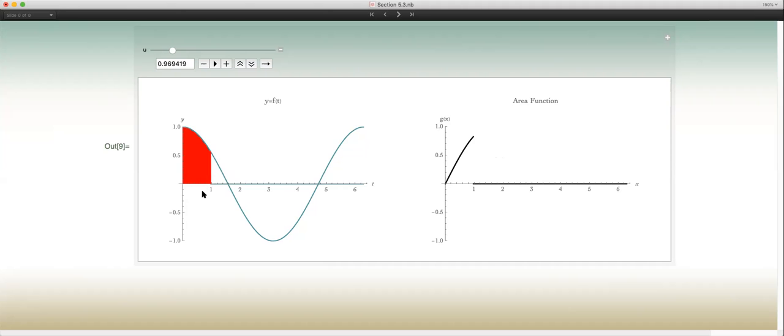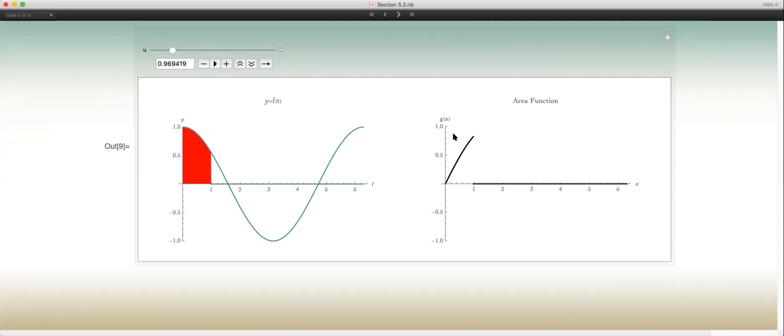So let's talk about what this picture means. This is our graph f of t over here on the left. I don't know if you can see the cursor, but the graph f of t is on the left, and you're looking at a shaded area under that graph. It looks like x is about equal to 1. Looks like it's the area from 0 to 1. So over here, the y coordinate on the area function at x equals 1 looks like it's about, I don't know, 0.8.